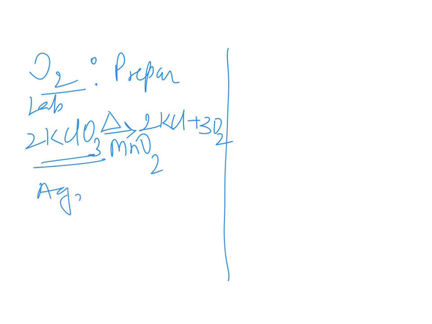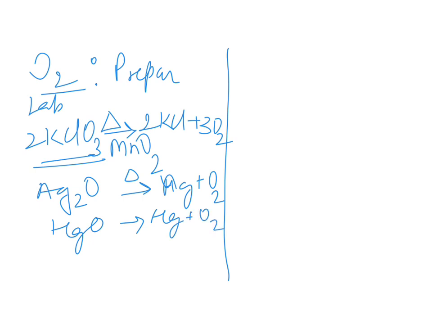Then if you heat silver oxide, you will get Ag plus oxygen. If you heat mercury oxide, then you will get Hg plus oxygen. If you take hydrogen peroxide, then also it readily decomposes to water and oxygen. On a large scale, you prepare it from the electrolysis of water. You know that hydrogen will be collected at the cathode and oxygen will be collected at the anode. You have already studied the electrolysis of water.